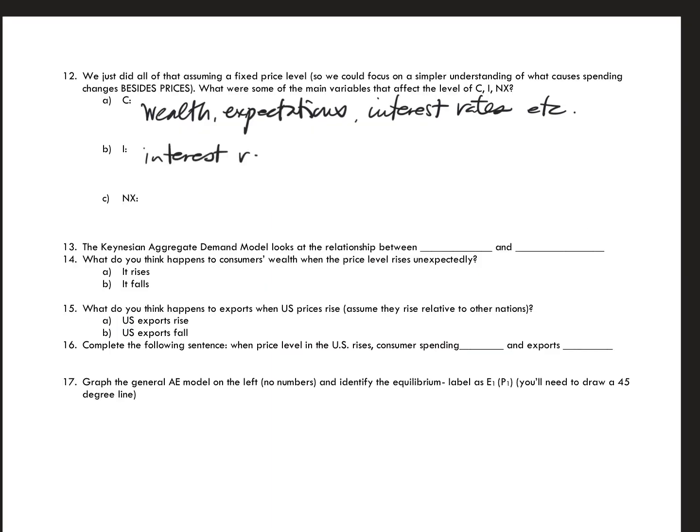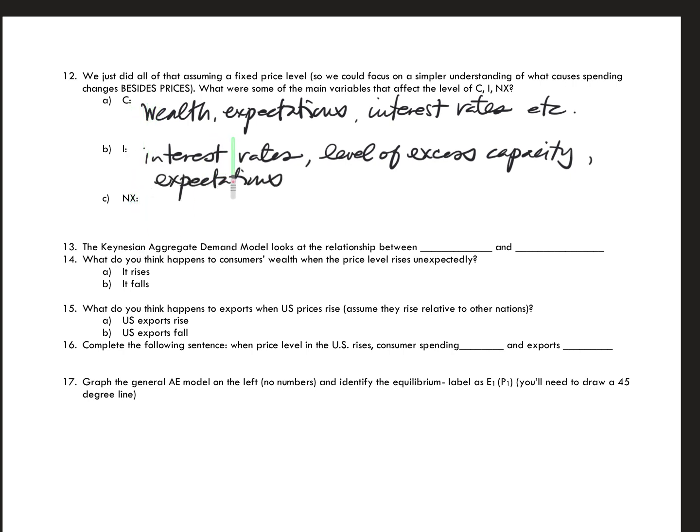All right, so now we loosen our grip on prices and we're going to allow prices to change. And that's going to get us to our aggregate demand model out of our aggregate expenditure model. So as a reminder, what are the things that shift consumption, investment, net exports? Remember, prices weren't allowed to change in the aggregate expenditure model. So what are the things that shift the AE line up or down?